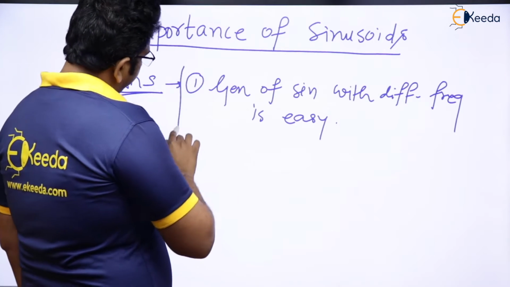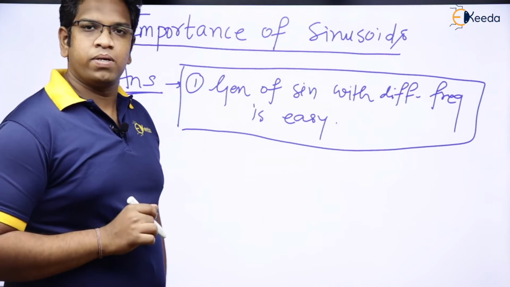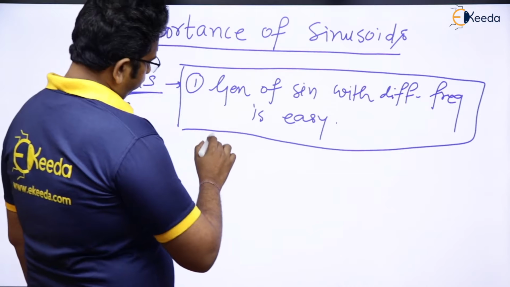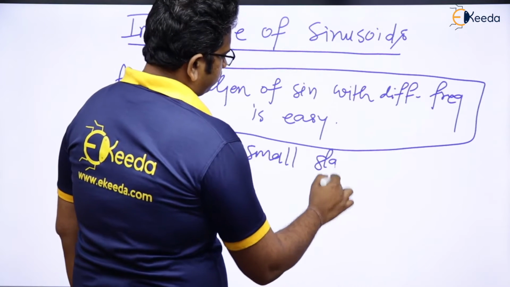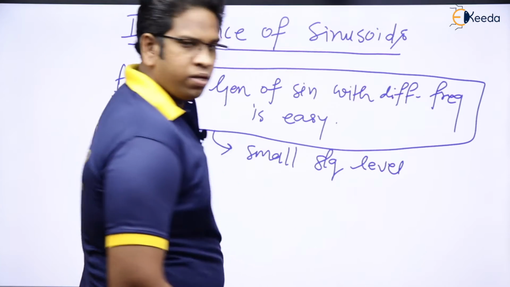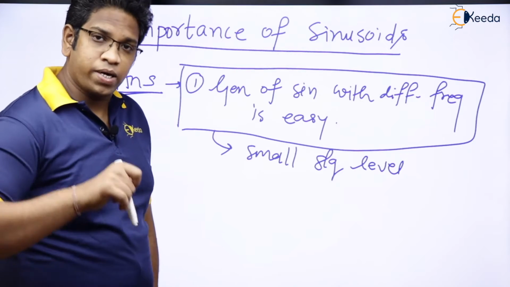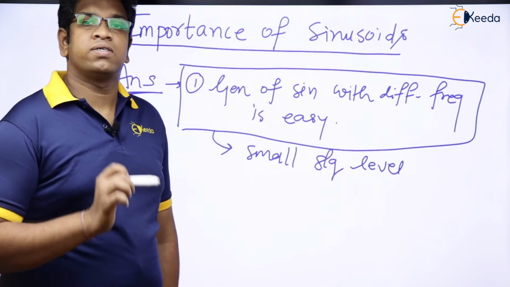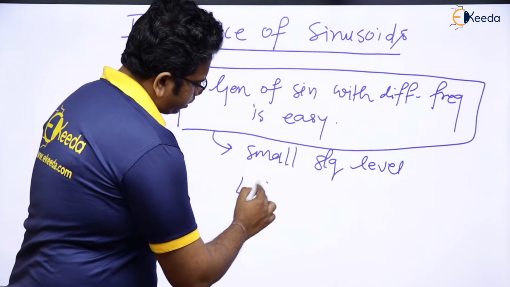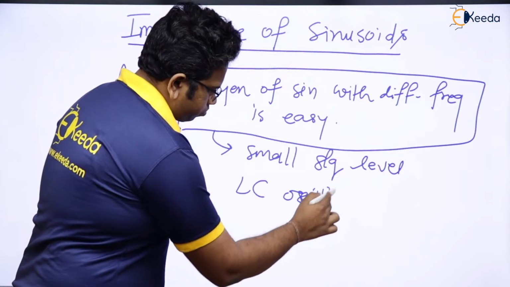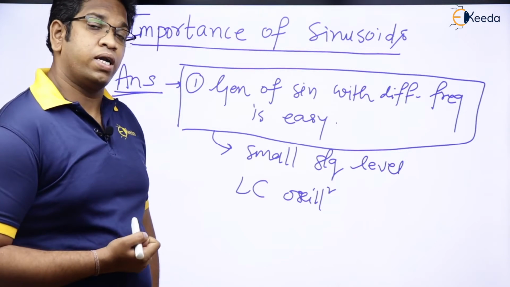But see here, the people who say this are electronics people, small people. Small people in the sense, those who work at small signal level. ECE guys, electronics guys, will say that yes, we love sinusoids because it is very easy to generate sinusoids with different frequencies. For example, we use LC oscillators and all, right? But this is not true. Let us think of another answer.